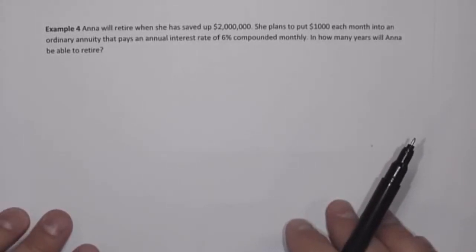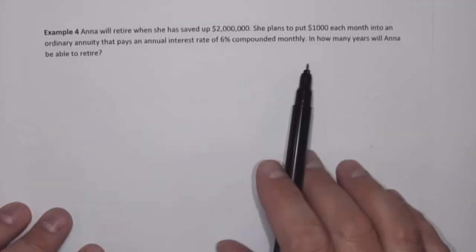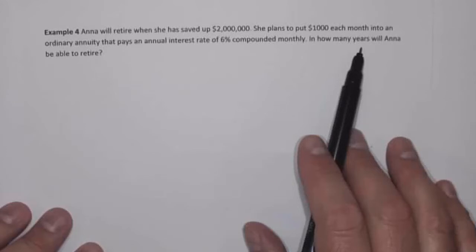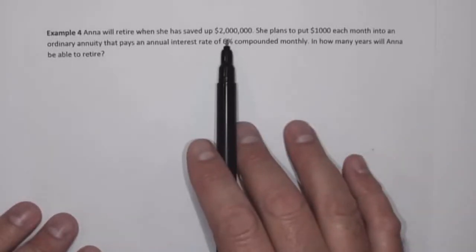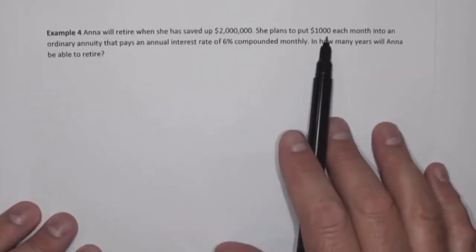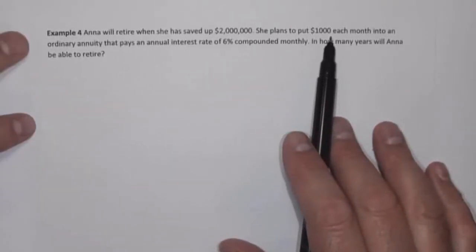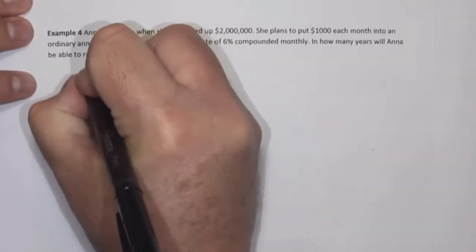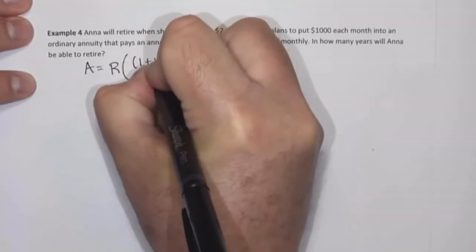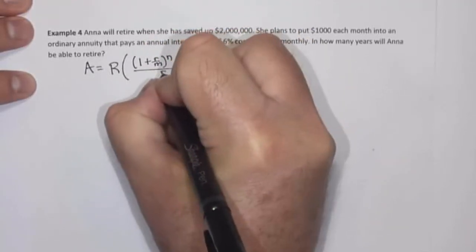So this is the same kind of problem that we just did in example 3, except in this particular case, what we're looking for is the time. How many years is it going to take Anna to be able to retire? If she can't retire until she has $2 million, and she's going to be reaching that $2 million by putting $1,000 a month into an ordinary annuity. So again, we're going to use our same formula. A equals R times 1 plus R over M raised to the N minus 1 over R over M.